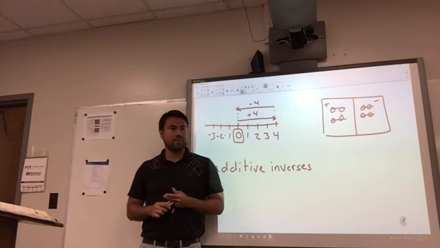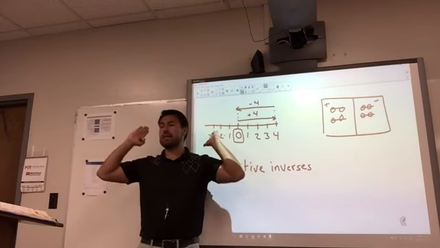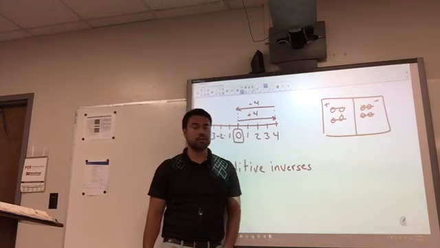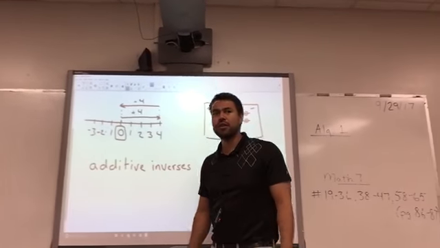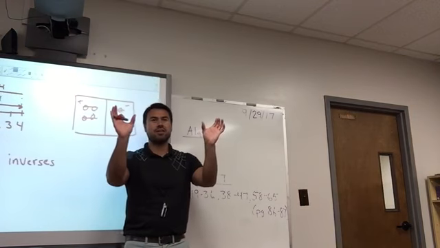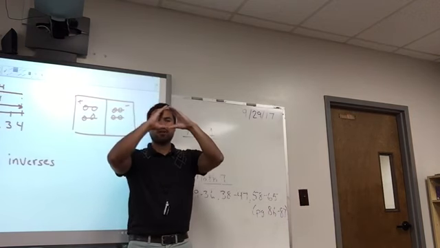They both have the same absolute value? Okay, great. They both have the same absolute value. Negative 4 is 4 units from 0, and positive 4 is 4 units from 0. Good, great. Anything else about 4 and negative 4? We just saw a little fact about them. What happens when you add them together? What do you get? You get 0.